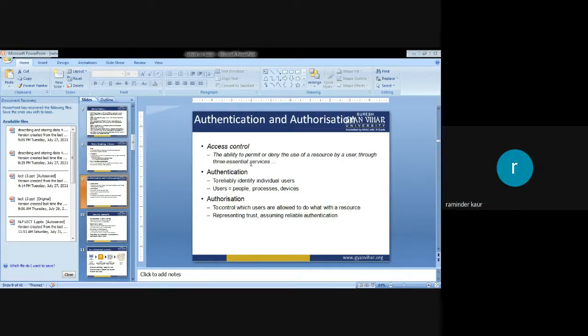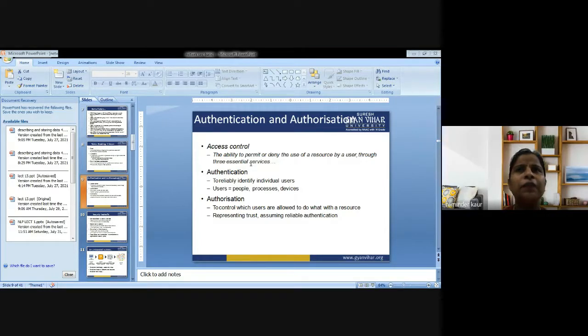Next are authentication and authorization. What is basically authentication and what is basically authorization? These are concerned with access control. Access control we have learned; we dealt with a full-fledged chapter on it. It is the ability to permit or deny the use of a resource by a user through three essential services, and we have discussed those services in the full lecture on access control.